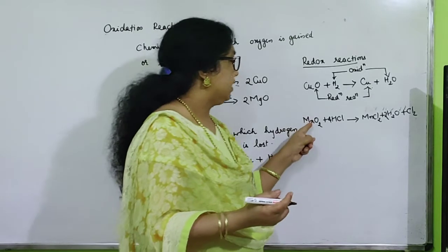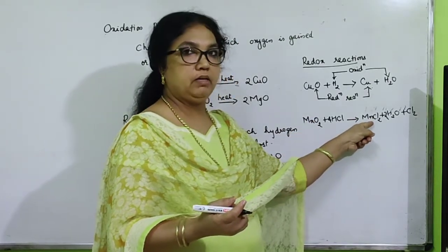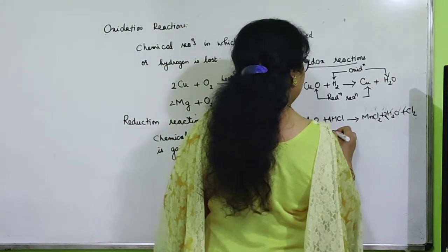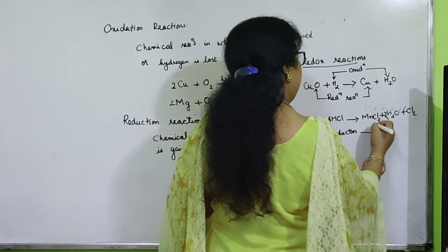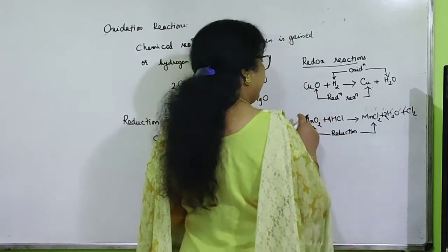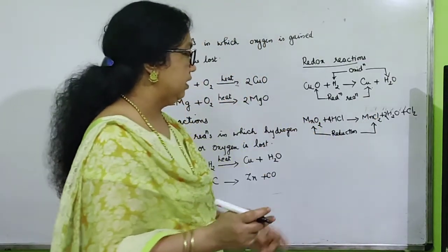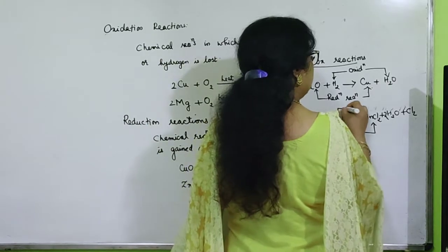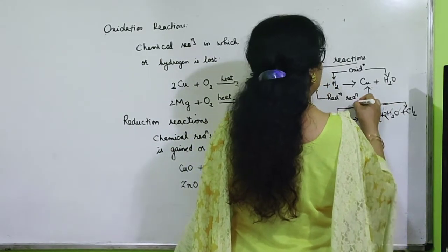Here manganese oxide is converted into manganese chloride, meaning oxygen is lost. So that is a reduction reaction. Manganese oxide gets reduced to manganese chloride. And HCl is converted into chlorine. That is oxidation.